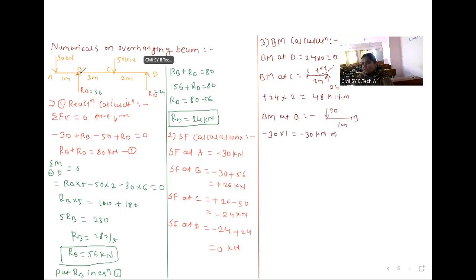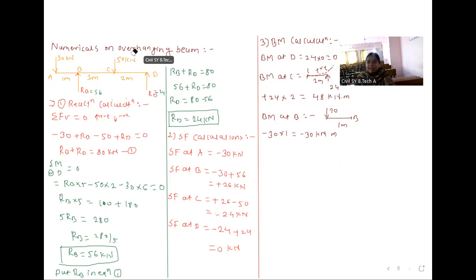If you have to cross check from the right side, then you try. Here B point is there, here C point, 50 kilonewton is applied. This is 3 meter, this is 2 meter, and this is 24. This pushes upward, so 24 into 3 plus 2, that is 5. After that, 50 pushes downward, so minus 50 into 3. Calculate and tell me how much. 24 into 5 minus 50 into 3 is minus 30. That means whether you calculate moment from the left side or from the right side, you will get the same answer. I will erase this. So bending moment at B is equal to minus 30 kilonewton meter.